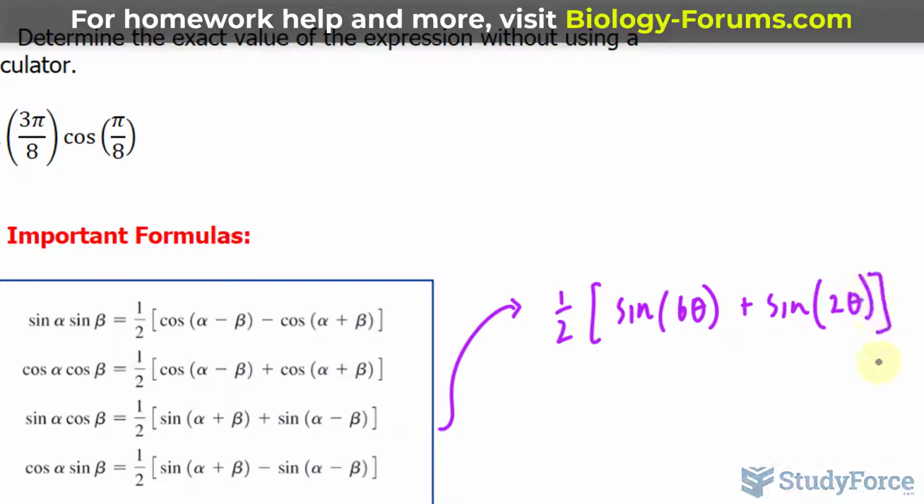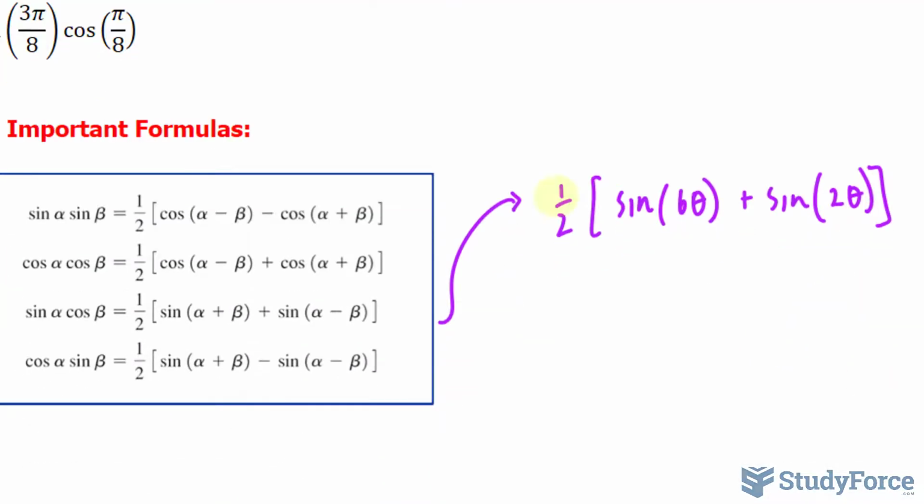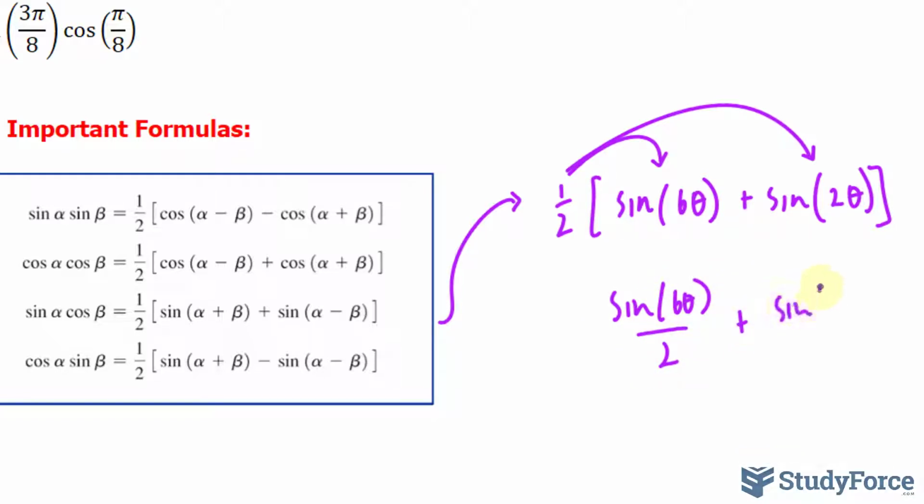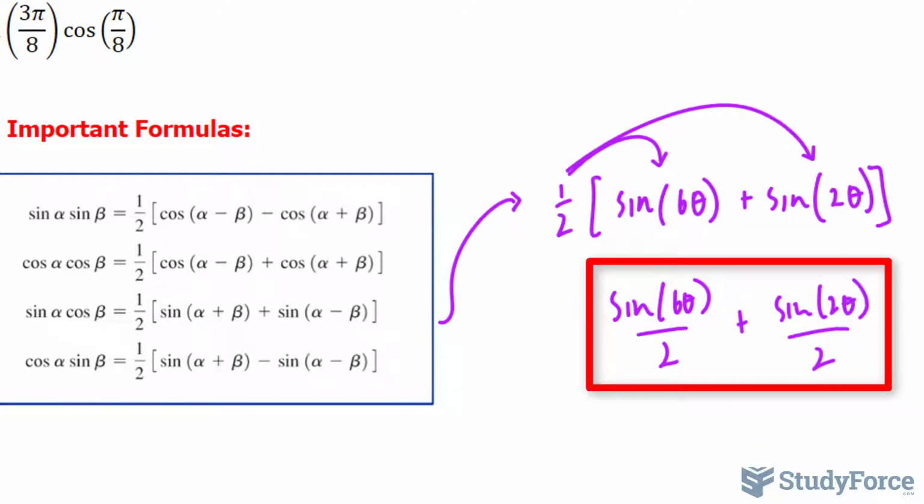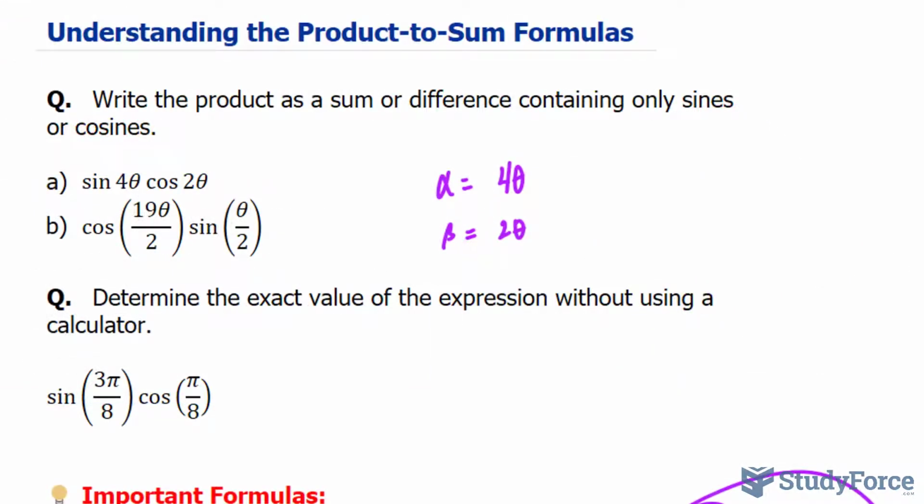2 theta. From here, I will distribute the half into this expression, and I end up with sine 6 theta over 2 plus sine 2 theta over 2. As you can see now, the expression is completely written in sine as opposed to being sine and cosine.